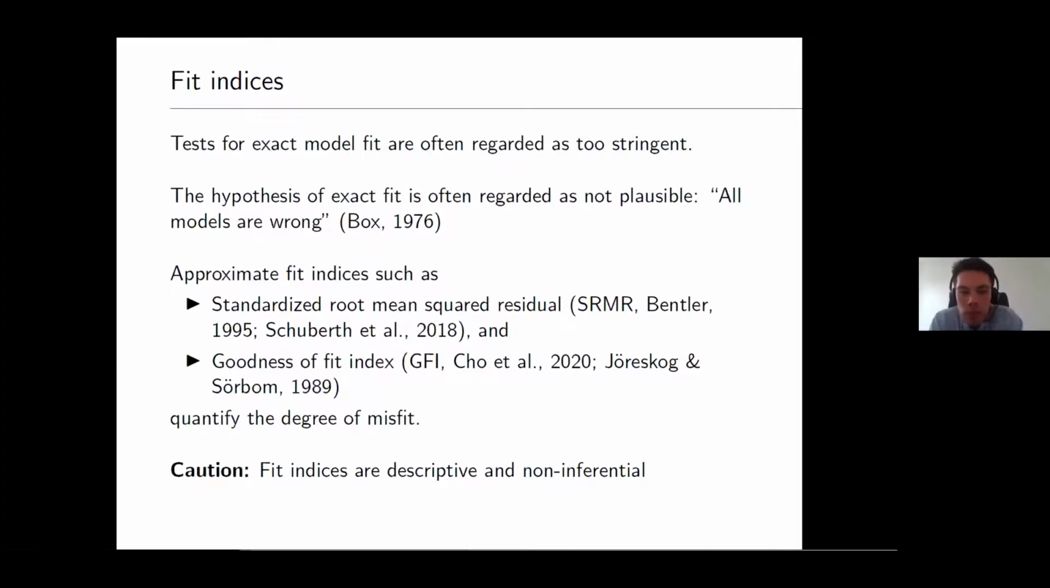approximate fit indices have been proposed, and they have also been introduced in the context of CCA or composite modeling. So for example, the standardized root mean squared residual or the goodness of fit index. Both quantify the degree of misfit. The problem is, fit indices are descriptive, so we do not draw conclusions about an underlying population, and they're also non-inferential. So keep that in mind.